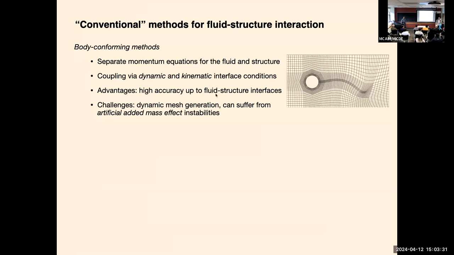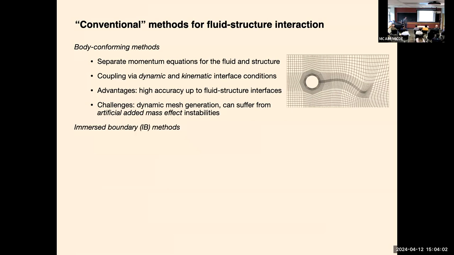What's nice about these methods is that they give you high accuracy, at least in principle, all the way up to the fluid structure interface. But when you have structures that undergo really large deformations, meshing is a problem. And then depending on exactly how you couple everything together, there are certain kinds of numerical instabilities that can show up, especially in cases where the structure is neutrally buoyant or light compared to the background fluid, that are called artificial added mass instabilities.